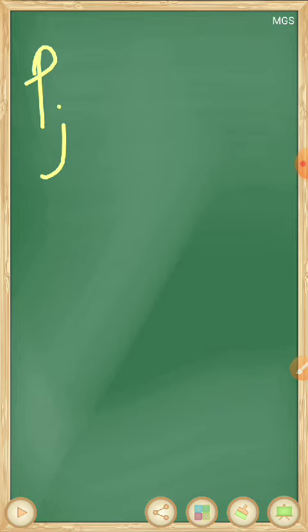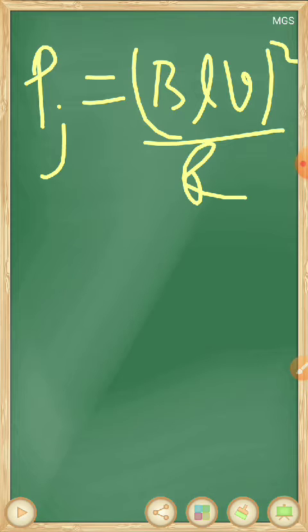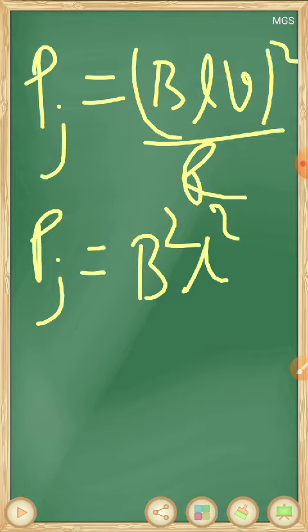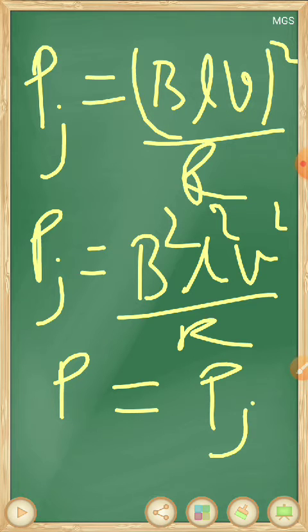So by Joule's law of heating effect, it is B L V whole square by R. So P_j is B square L square V square by R. So power delivered by the agent is equal to power lost across the rod in the form of heat.